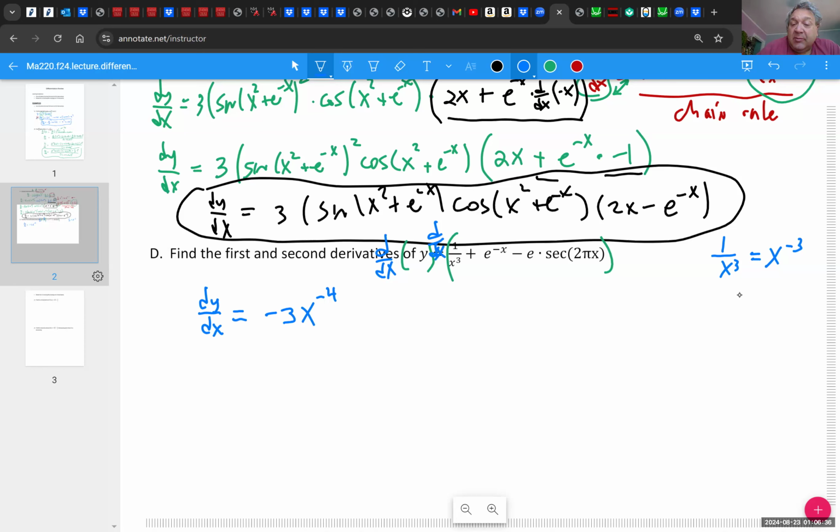The derivative of e to the x, remember, is a chain rule. We did that one before. So that's a plus sign here. The derivative of e to the negative x is e to the negative x times the derivative of that inside function.